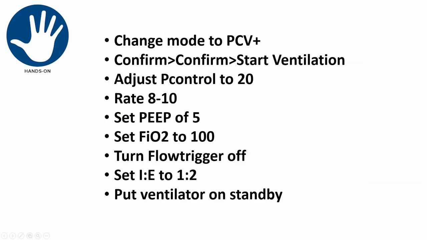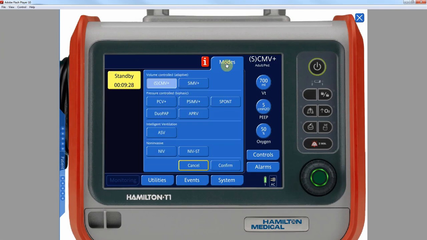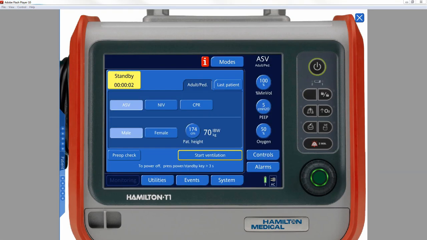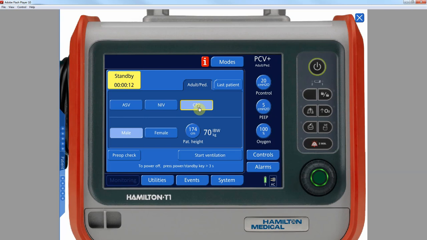So let's see what this looks like on the ventilator. So again, when I turn it on, it's going to have a CPR function on the main screen. And let me pause this and I'll turn this off and turn it back on. Okay, so I've turned the ventilator off and I've turned it back on so that you can see these presets. So we're going to have ASV, NIV, and CPR. All you have to do is hit CPR there, and it's going to have the P control at 20, the PEEP of 5, and 100% FiO2.